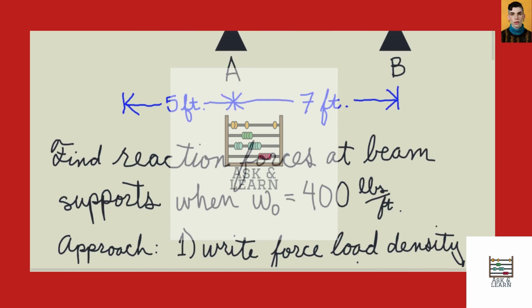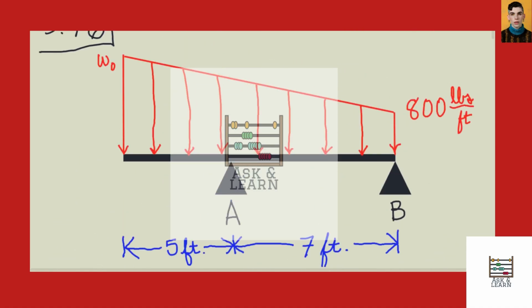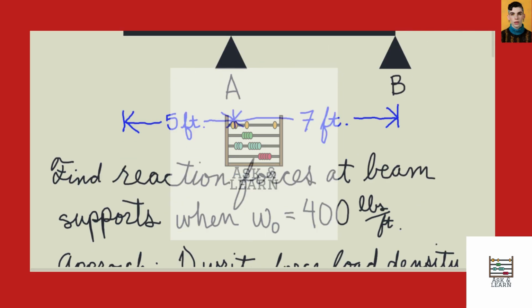This problem also gives us the value for W sub naught, our force density value at the extreme left-hand side of the beam. We're given a value of 400 pounds per foot.